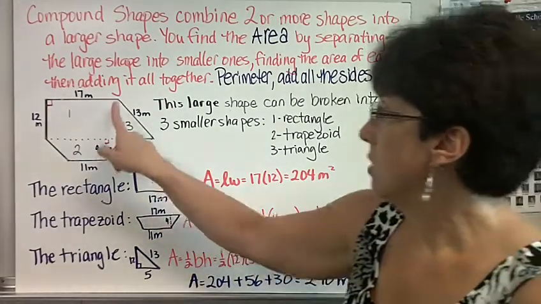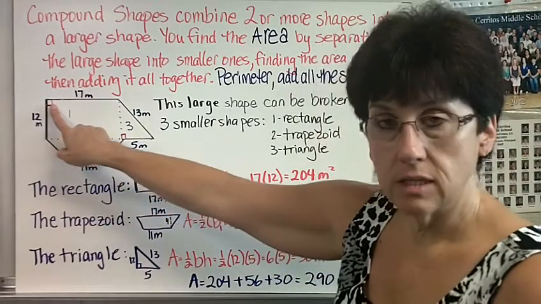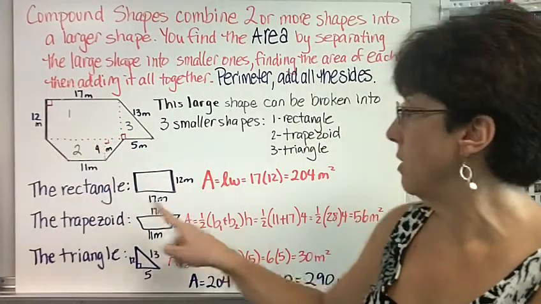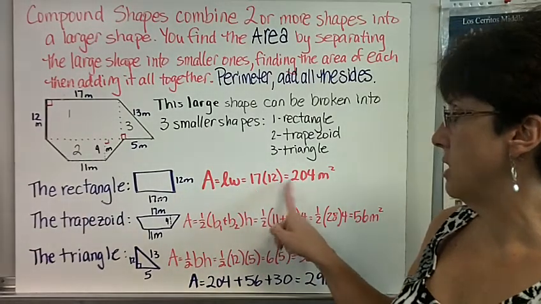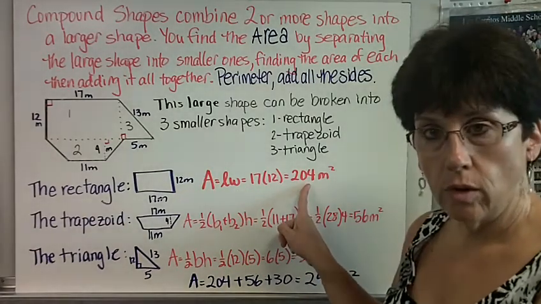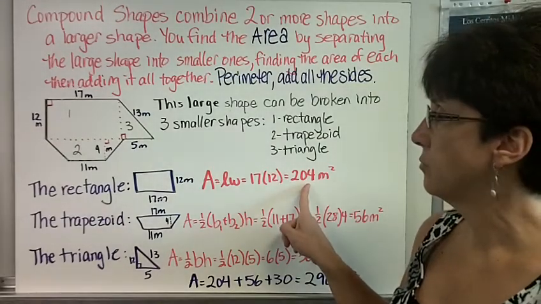So in my rectangle, 17 is the length, 12 is the width. So I say area equals length times width. I've drawn it here. 17 times 12, 204 meters squared.